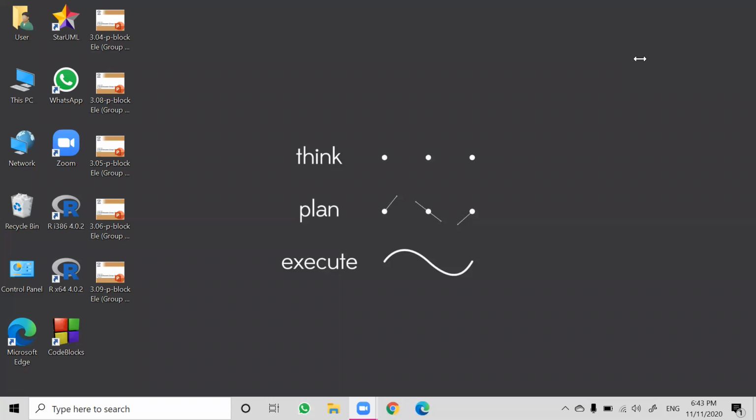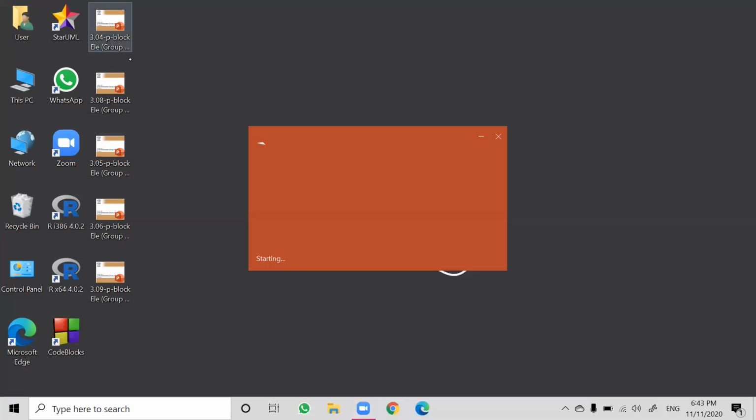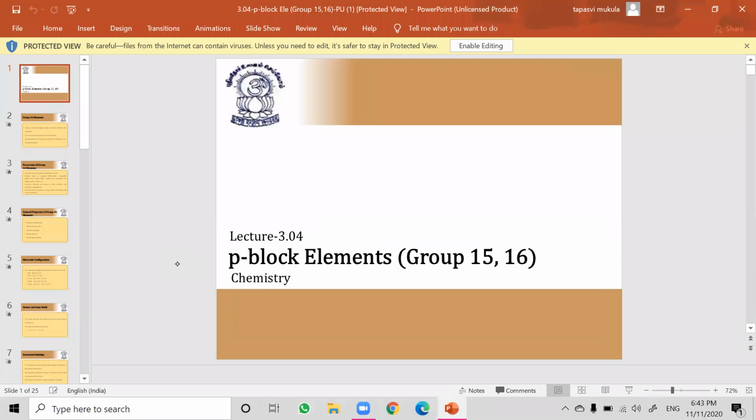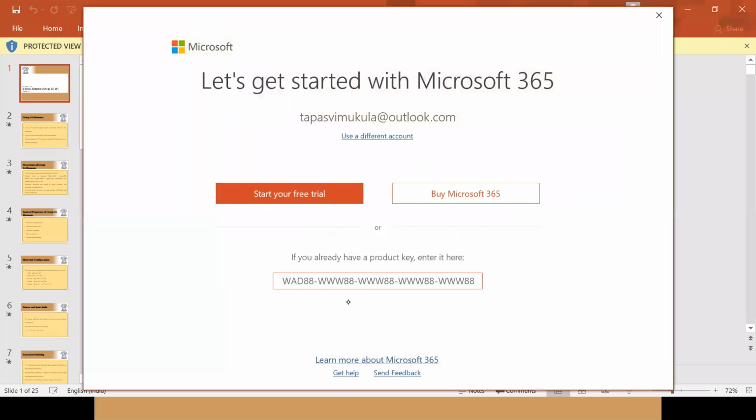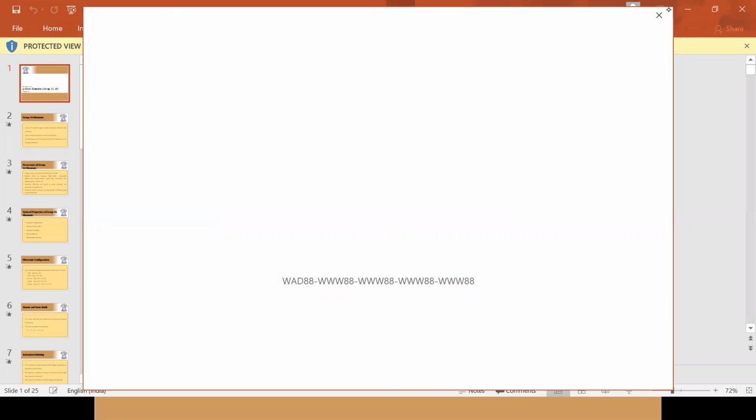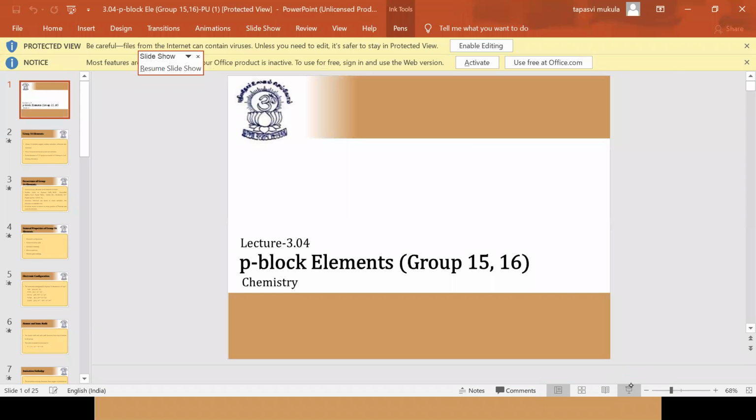So far we have completed 15 group elements. Now we are going to discuss group 16 elements. So group 16 elements we are going to discuss in this lecture. Let us see now elements of group 16. This is also very important.